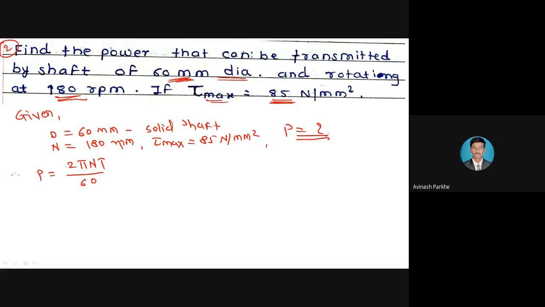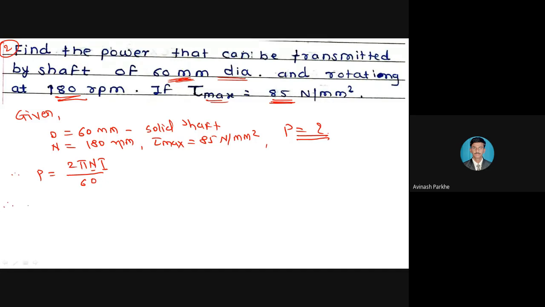To calculate the power, 2 into pi is a constant parameter. Capital N, speed, is given. But to calculate the power, the torque is not given. The other parameters are already there, but the torque is not given. Therefore, before calculation of power, first of all, we have to calculate the torque.